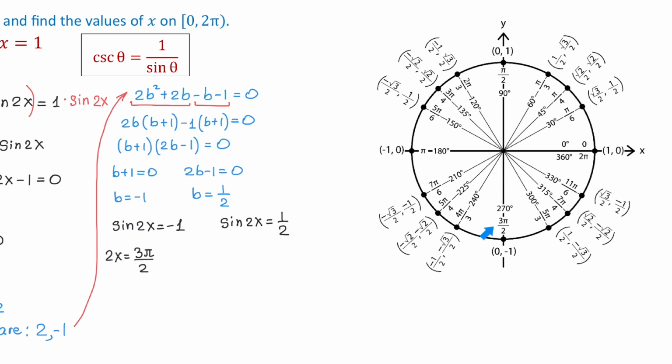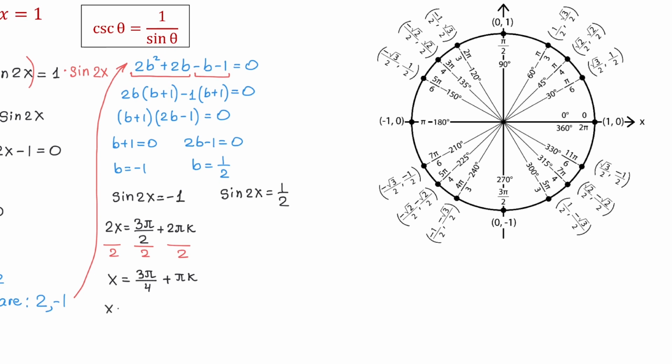Now, if from 3 pi over 2 we add or subtract 2 pi as many times as we want, then the value of sine will also be negative 1. So to 3 pi over 2 we will add 2 pi multiplied by an integer k. And now to solve this equation for x, we need to divide both sides by 2. Then we will have x equals 3 pi over 4 plus pi times k. And now we need to find all the values of x on the interval from 0 to 2 pi. So let's start by replacing this k with 0.